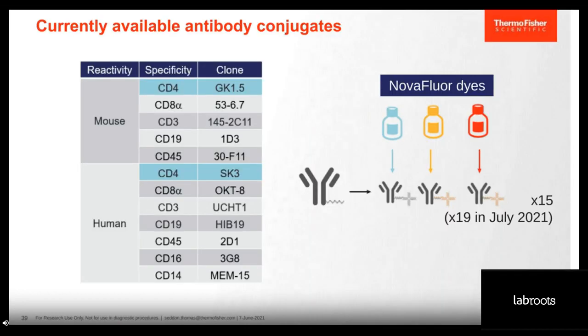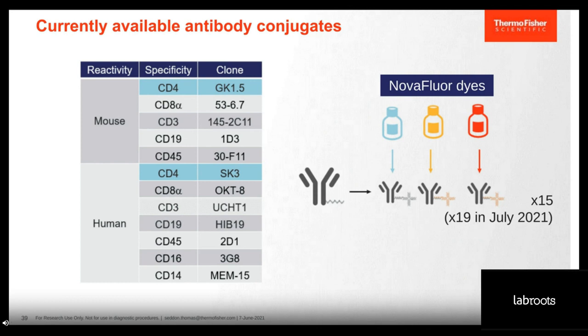So in terms of thinking about the currently available antibody conjugates, these are the ones that we have available. So, we have 5 in the mouse and 7 in the human, and these are available on all of the NovaFluor dyes. So we have 15 that were released up until now, and now as of in July, we're actually releasing the additional 4 colors.